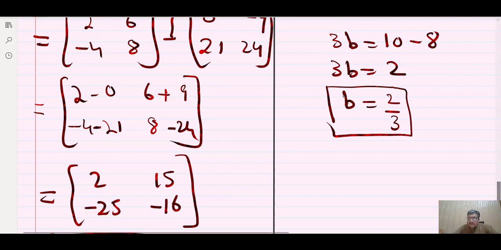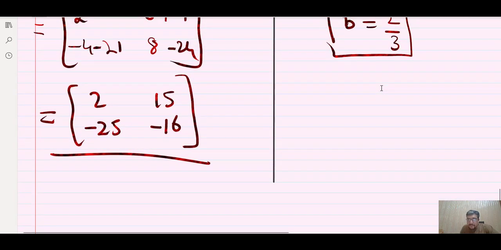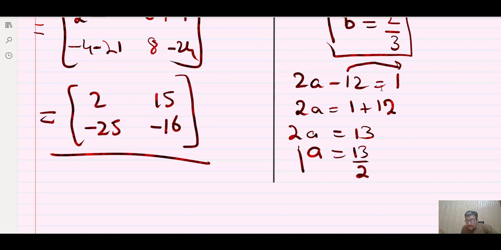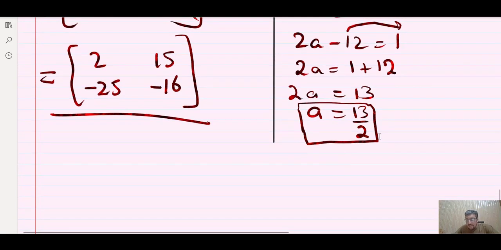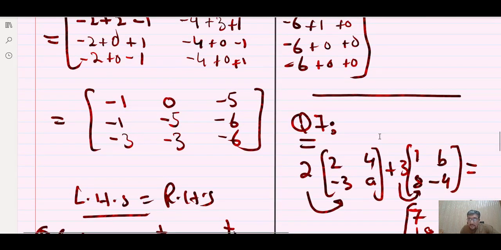And in the same way, you have to find out the value of a, that is 2a minus 12 equal to 1. Shift this 12 to the other side, it will become 2a equal to 1 plus 12. And 1 plus 12 gives you 13, and it is equal to 2a. 2 is multiplying here. When we do cross multiplication, it goes to the other side. So we have found the values of a and b. a is 13 by 2, b is 2 by 3. So I hope this question is clear to you, and it is a very important question.